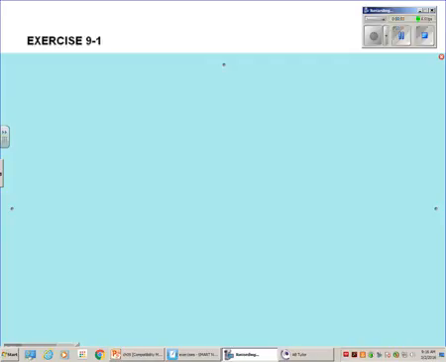As we look at exercise 9.1, probably a little bit of the easier one. So I'm going to go through this fast. If I'm going too fast, please slow me down, okay?